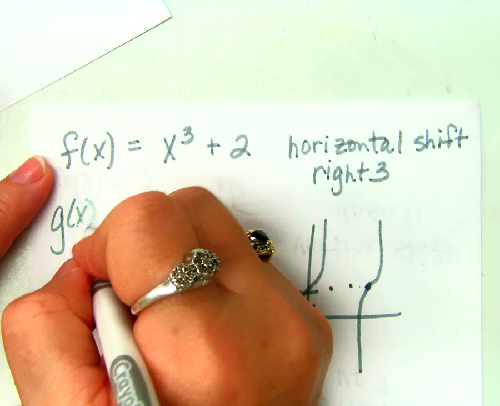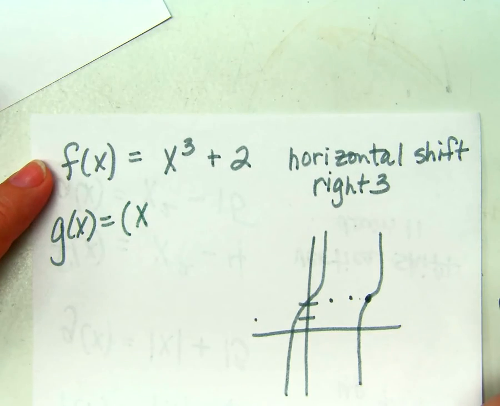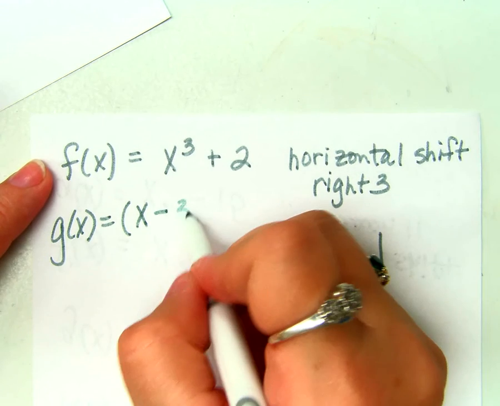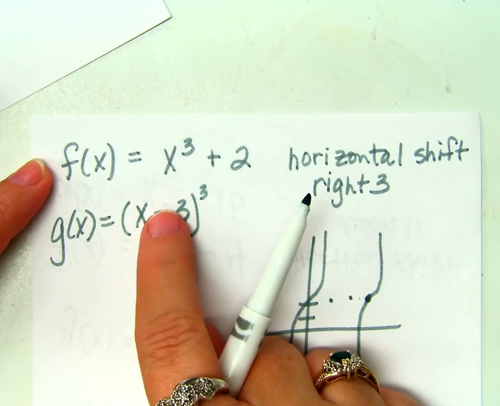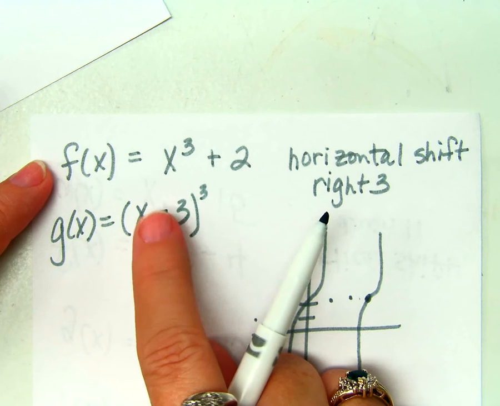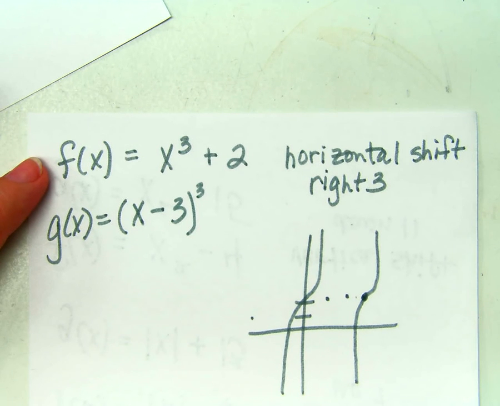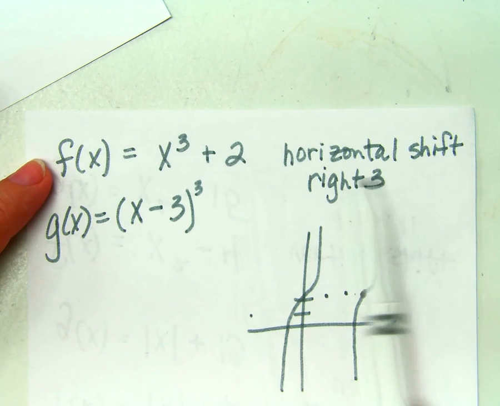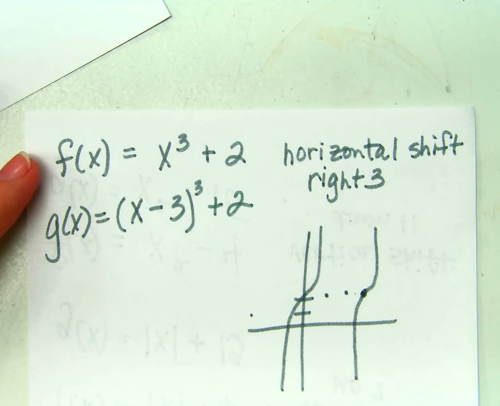G of x equals parentheses. Not yet. X minus 3 now cubed. Right. Okay. That whole thing, remember, that's happening to the x. A horizontal shift happens to the x. So I've got x minus 3 and then the cubed. And then what? So if I shift it horizontally, that doesn't change this value right here? Not at all, right? The vertical value is not changed if I shift it horizontally. So it's still plus 2. Questions?